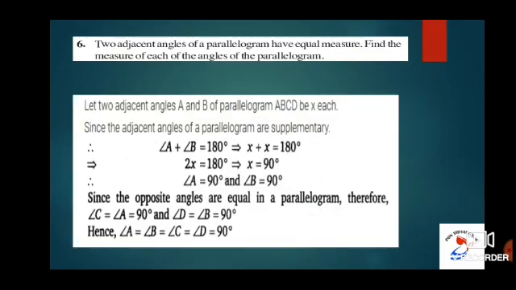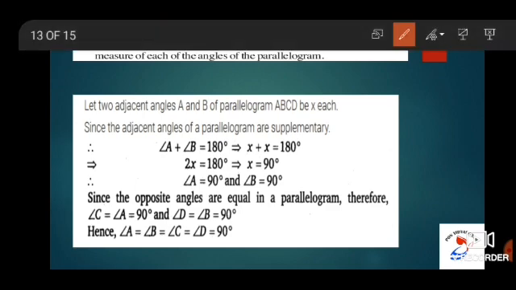Now the last problem for today's session, that is question number 6. Two adjacent angles of a parallelogram have equal measures. Find the measure of each of the angles of parallelogram. In this previous sum also we have discussed the same property, that is sum of adjacent angles of parallelogram is always supplementary. So let us consider the two adjacent angles to be A and B. Both are of same measure. I am going to take both the values as x.